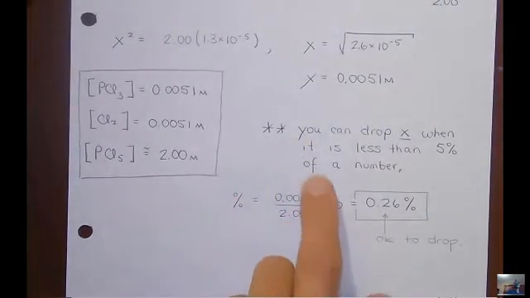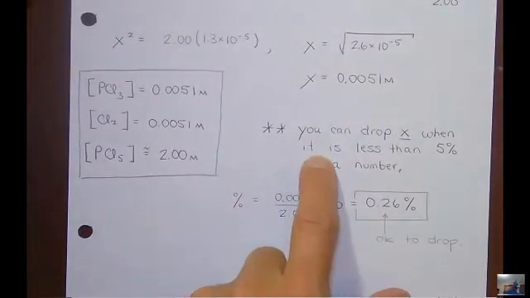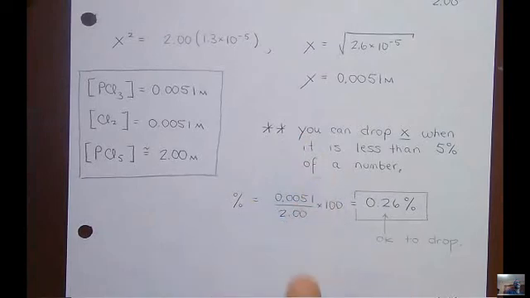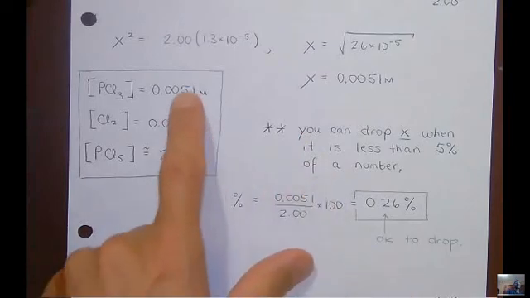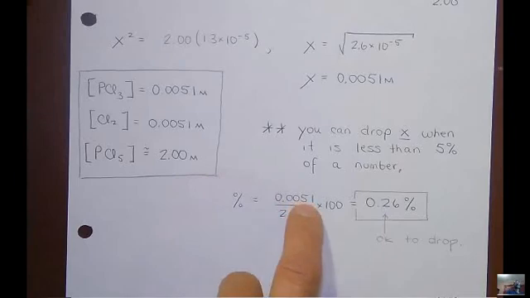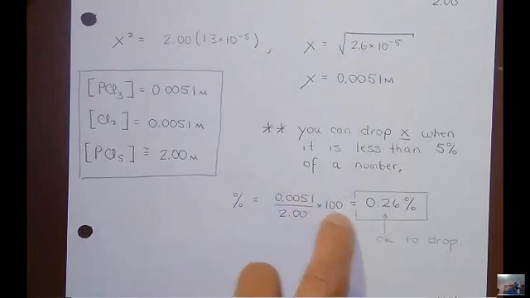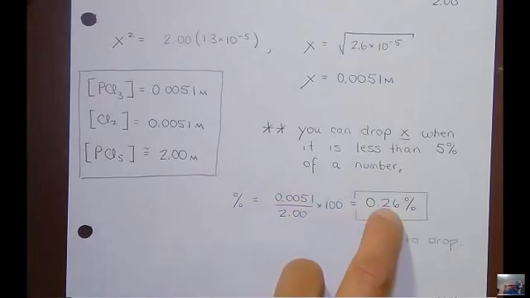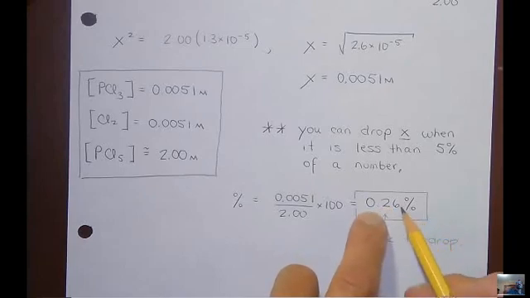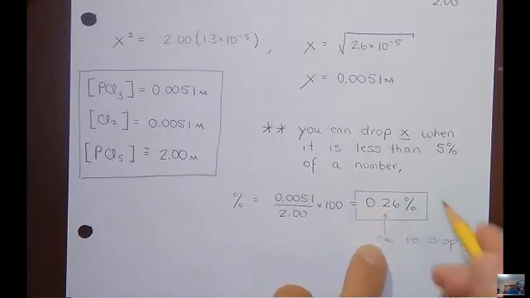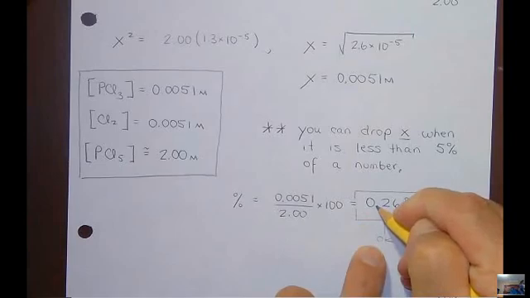Well, let's see. If it says you can drop the x when it's less than 5% of the number, how big is x compared to the number we were subtracting it from? Well, percent is the part over the total times 100. So 0.0051 divided by 2 times 100 gives us, we can go all the way up to 5%, and we're only at 0.26%. So it's definitely a no-brainer, okay to drop.